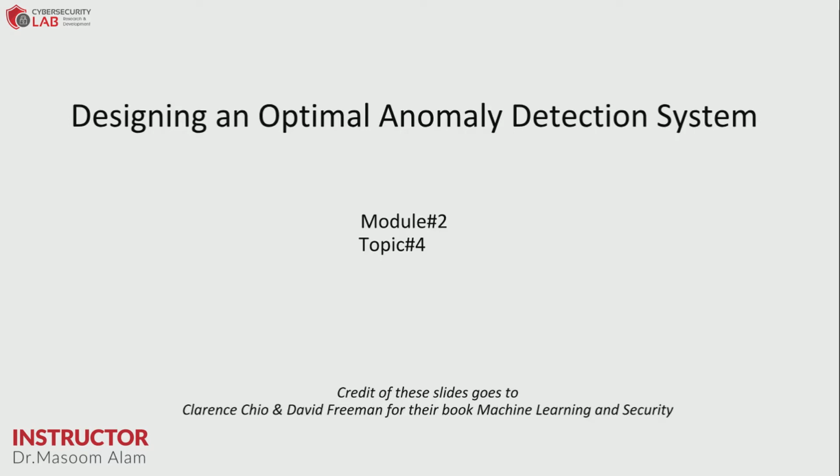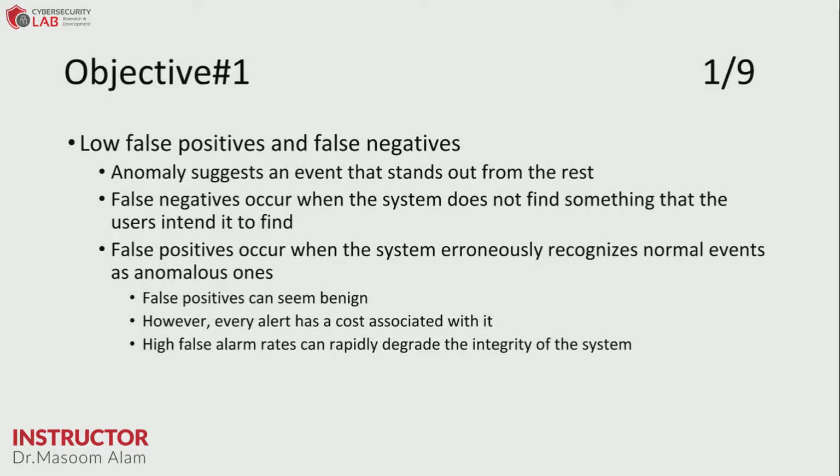What are the objectives that we consider when we design an optimal anomaly detection system? Objective number 1 is that we have to reduce the number of false positives and false negatives. Anomaly detection suggests an event that stands out from the rest. That is the basic definition of anomaly detection.